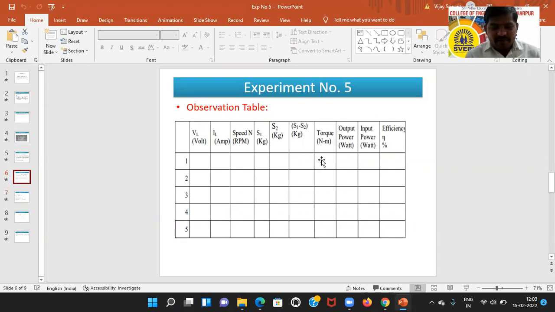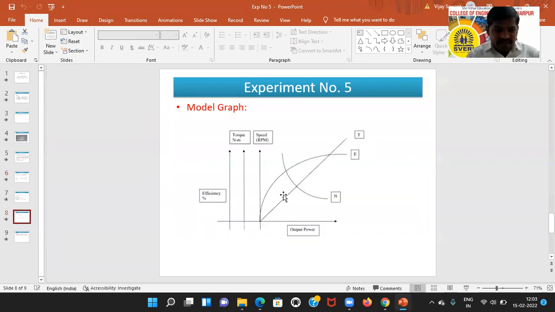Again, what about torque? We want to calculate the torque. If load increases, obviously torque increases because S1 minus S2, we want to take the difference. And what about speed? Speed decreases. When the load increases, the output power increases, so the speed of the DC series motor decreases.